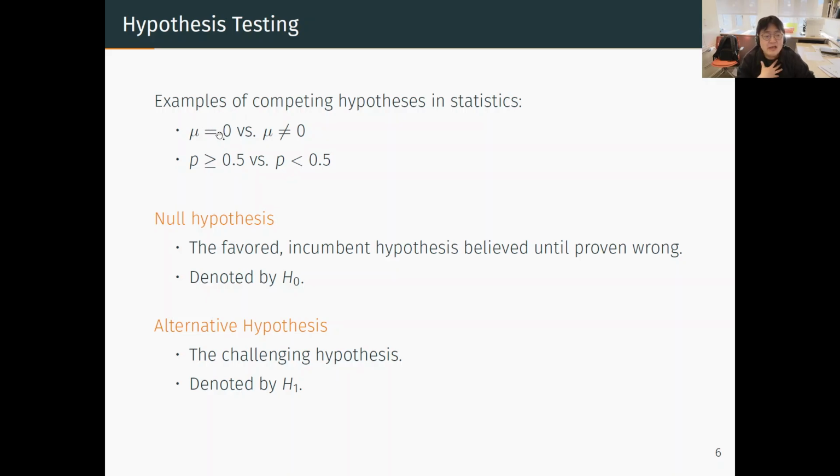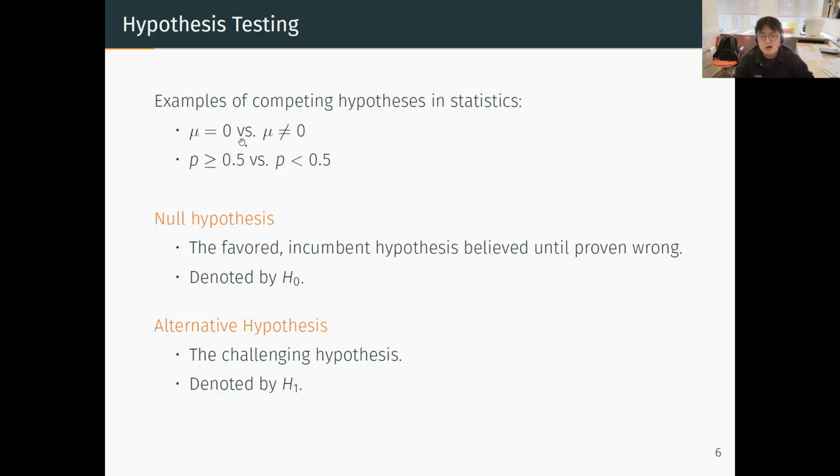Like, I believe that the true mean is 0, but it could be different. So my research question is, I believe it is 0, but is it different? Yes or no? Or, for example, from a coin, I believe that the probability of heads is more than 50% for some reason, but I'm not sure. Is it true or not? So these kinds of research problems are statistical problems.